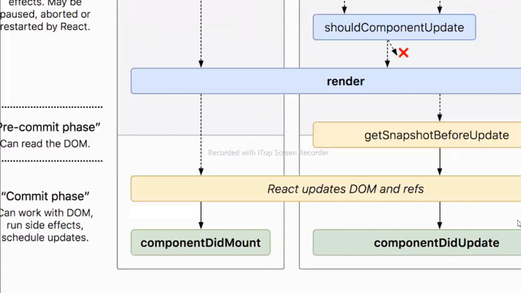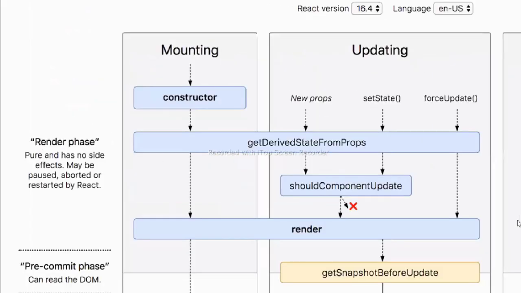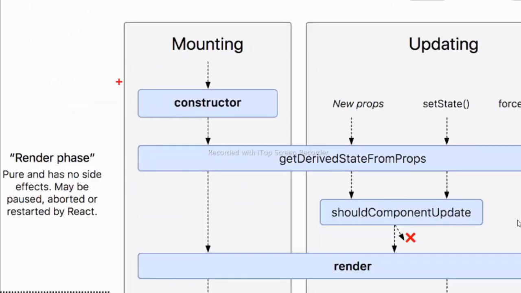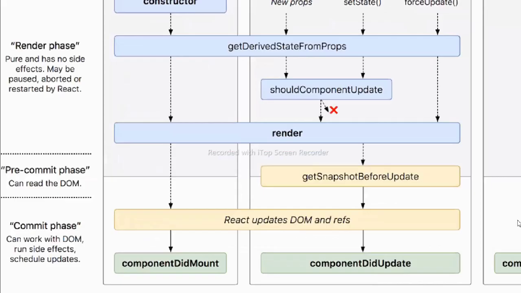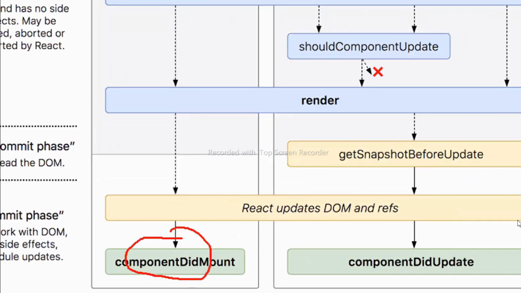That means here, this is the mounting phase. In the mounting phase, first, if you are using a class, a constructor will be created. After constructor is created, it will use component did mount. It will mount and it will did mount. After that, it will render, right? Whatever is there, it will render.